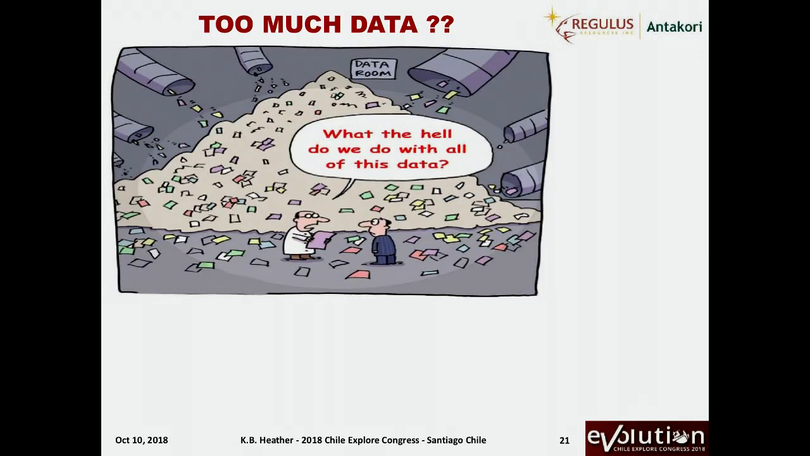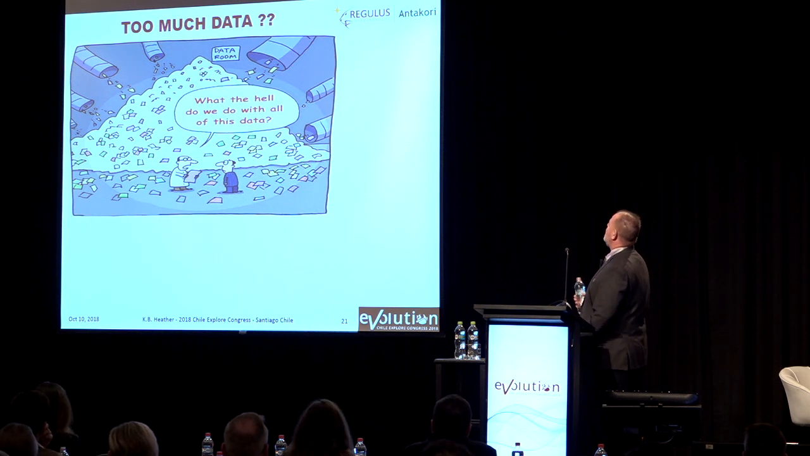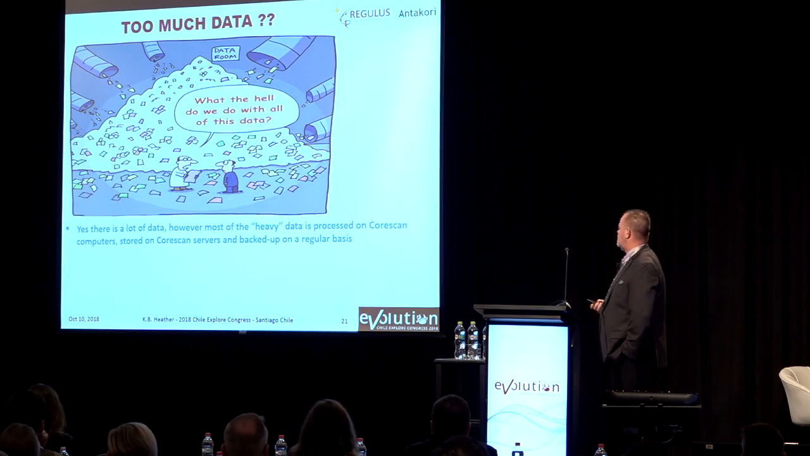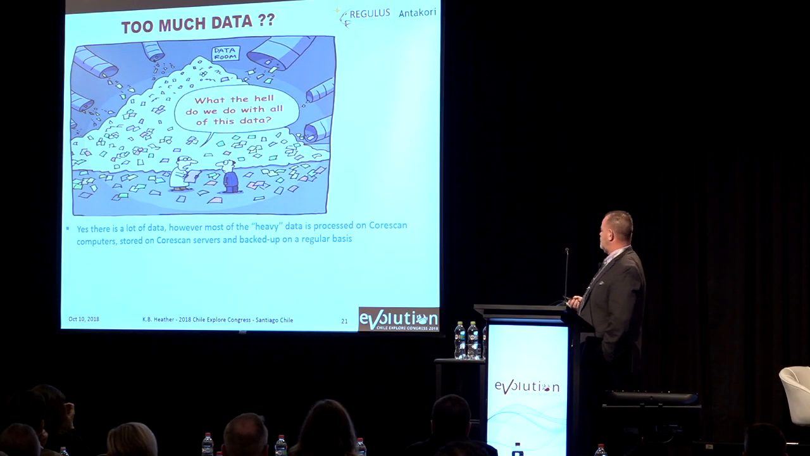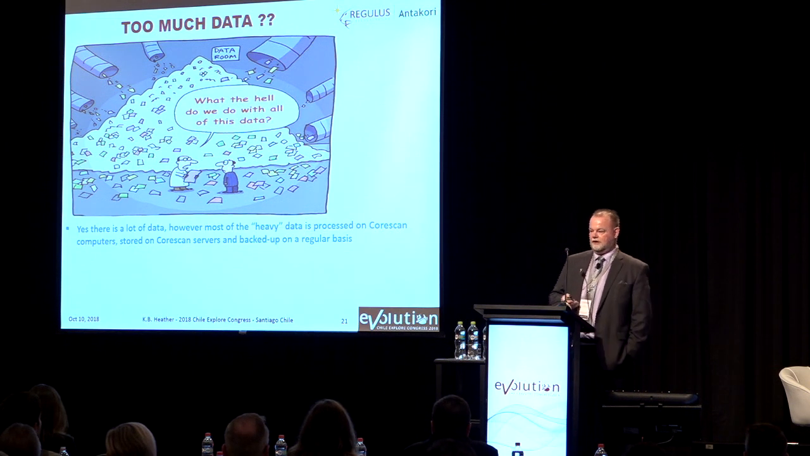So one of the big criticisms I always hear about CoreScan from people is, and I'm not a salesman for CoreScan, although maybe I should get on the payroll, is there's too much data. What the hell do we do with all this data? And yes, CoreScan does produce a lot of data. However, most of the heavy data and the processing is done on CoreScan supercomputers in Australia. The data is stored on their servers and is backed up on a regular basis. So you don't have to have this trillions and trillions of gigabytes stored on your laptop.